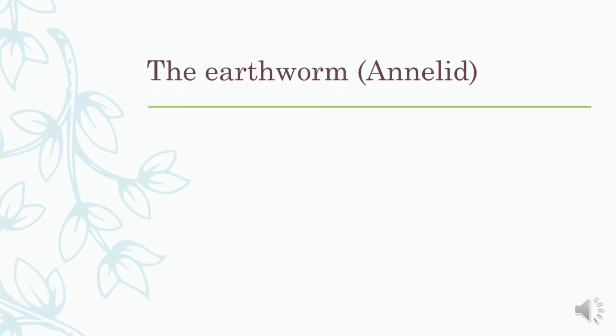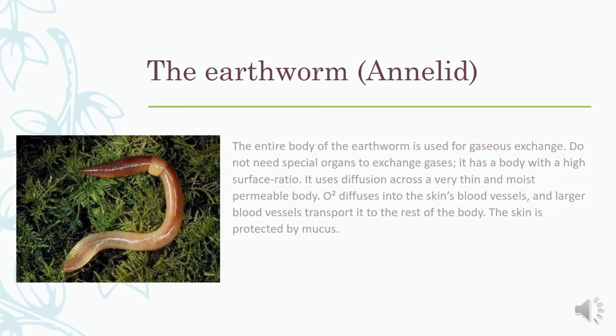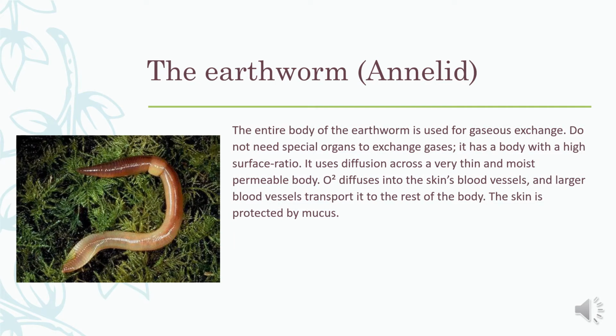Now, let's look at the earthworm. The entire body of the earthworm is used for gaseous exchange. So they do not need any special organs to exchange gases. It has a body with a high surface area to volume ratio. Now it uses diffusion across a very thin and moist permeable body.